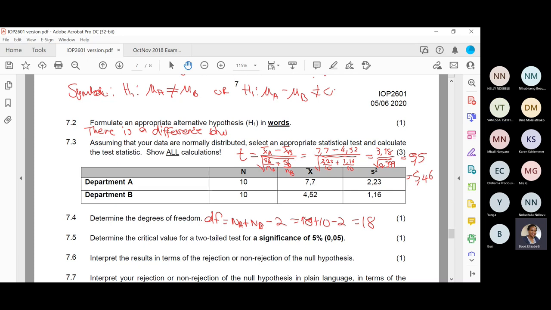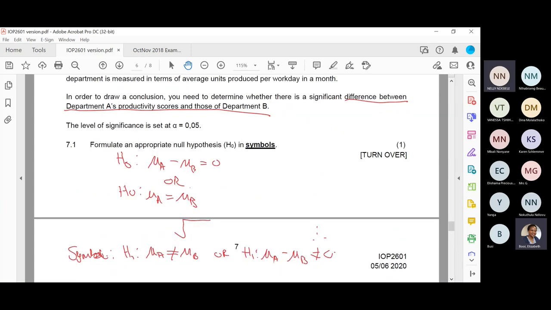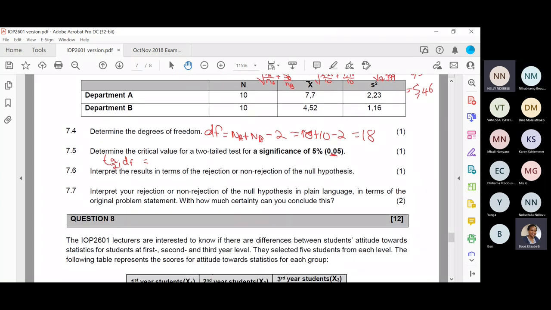Okay. The next one says determine the critical value. So it means we also need to go to the T table. Because we're doing a two-tailed test, it will be T alpha divided by 2 and the degrees of freedom. What is our alpha? We were given 0.05. So you just take 0.05 and divide by 2. T of 0.05 divided by 2, and the degrees of freedom we found was 18, which is T of 0.025 and the degrees of freedom of 18.